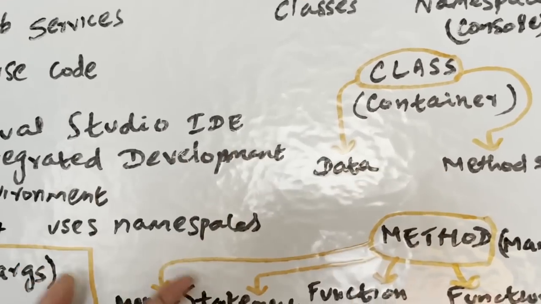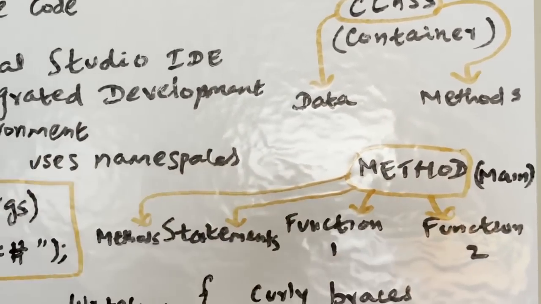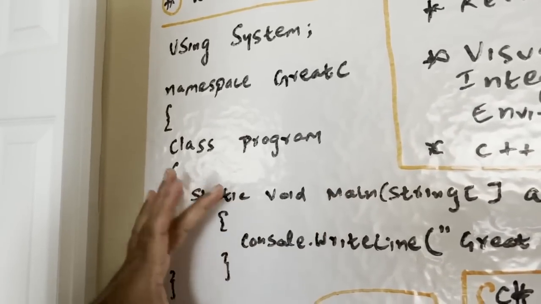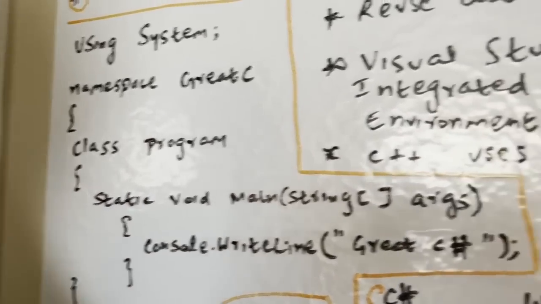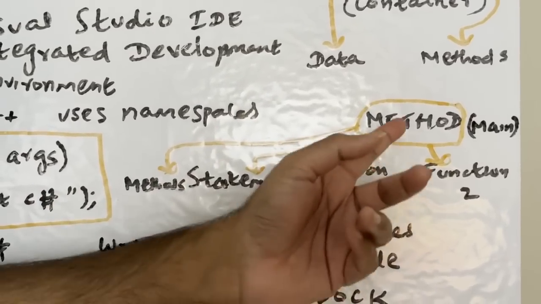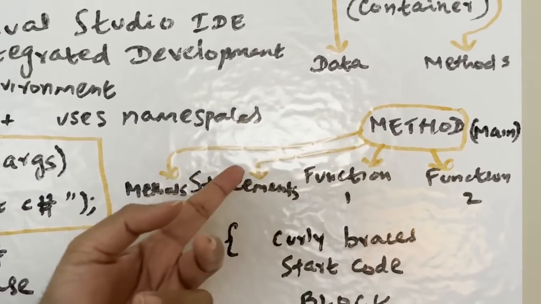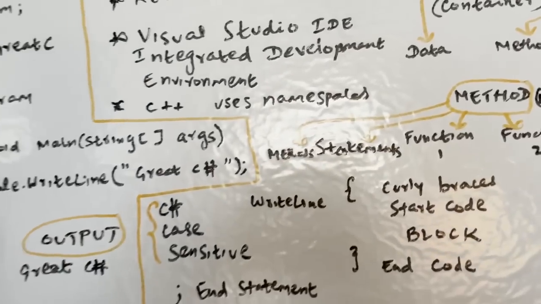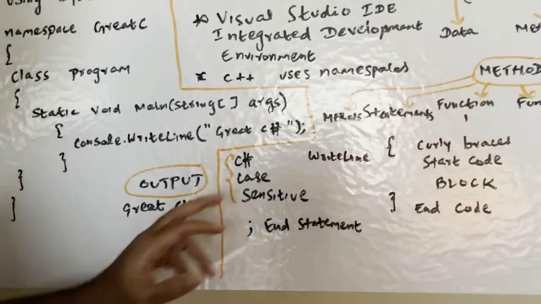Okay, what is a method? Again, I link here, Main is a method. So this method has all these blocks. A method will have other methods, it will have functions, function 1, function 2, it will have statements. So these are the statements. I said Main is the method which has statements. Here it has one statement.